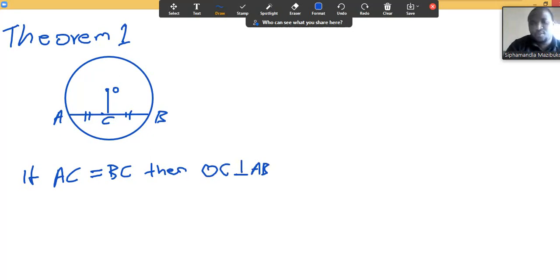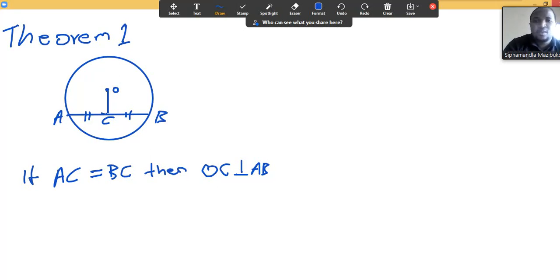So we need to prove this theorem, that if AC is a length from here to here, if AC is equal to BC, then OC is perpendicular to AB. So we actually want to prove that this line is perpendicular to that line. So what can we do? The first step is to do some construction.